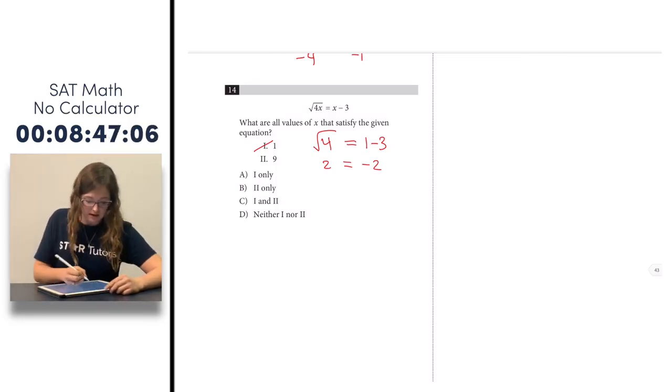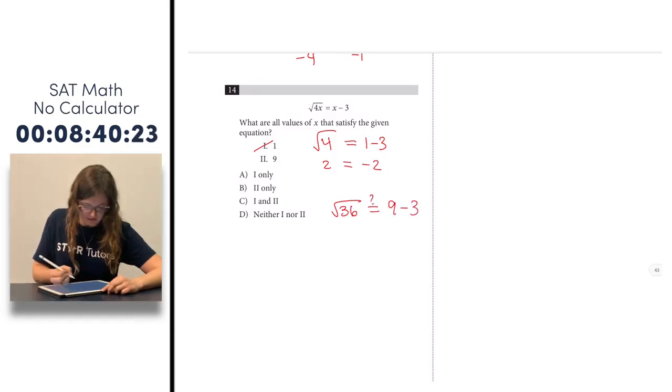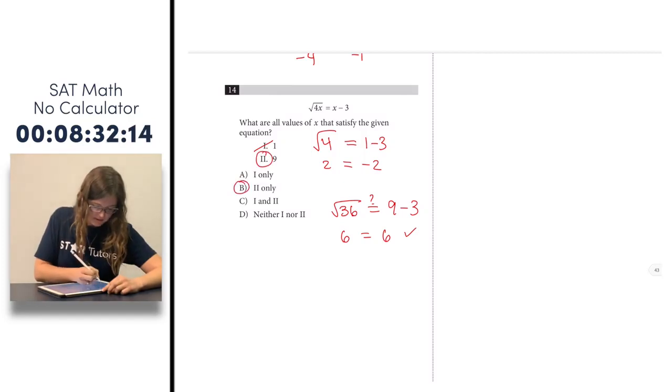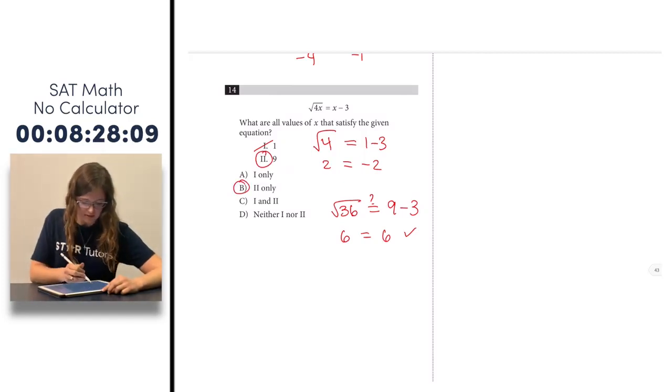And then if you plug in 9, let's see if that works. Then we get the square root of 36 equals 9 minus 3. That's what we're trying to figure out, if that's true. And then we get 6 equals 6, which is true. So it's going to be 9 only here. That's going to be B. But that was kind of tricky. If you had squared both sides, I think you would have gotten that 1 and 9 both work.